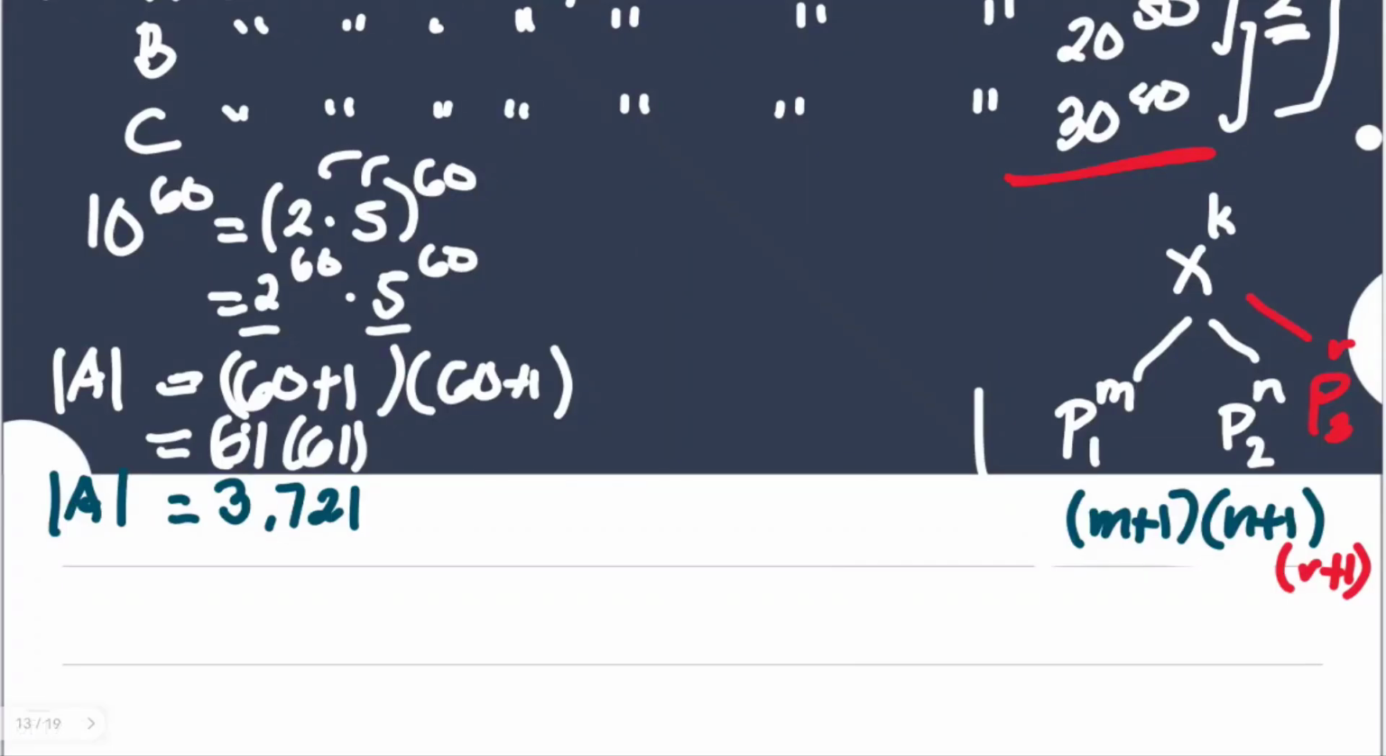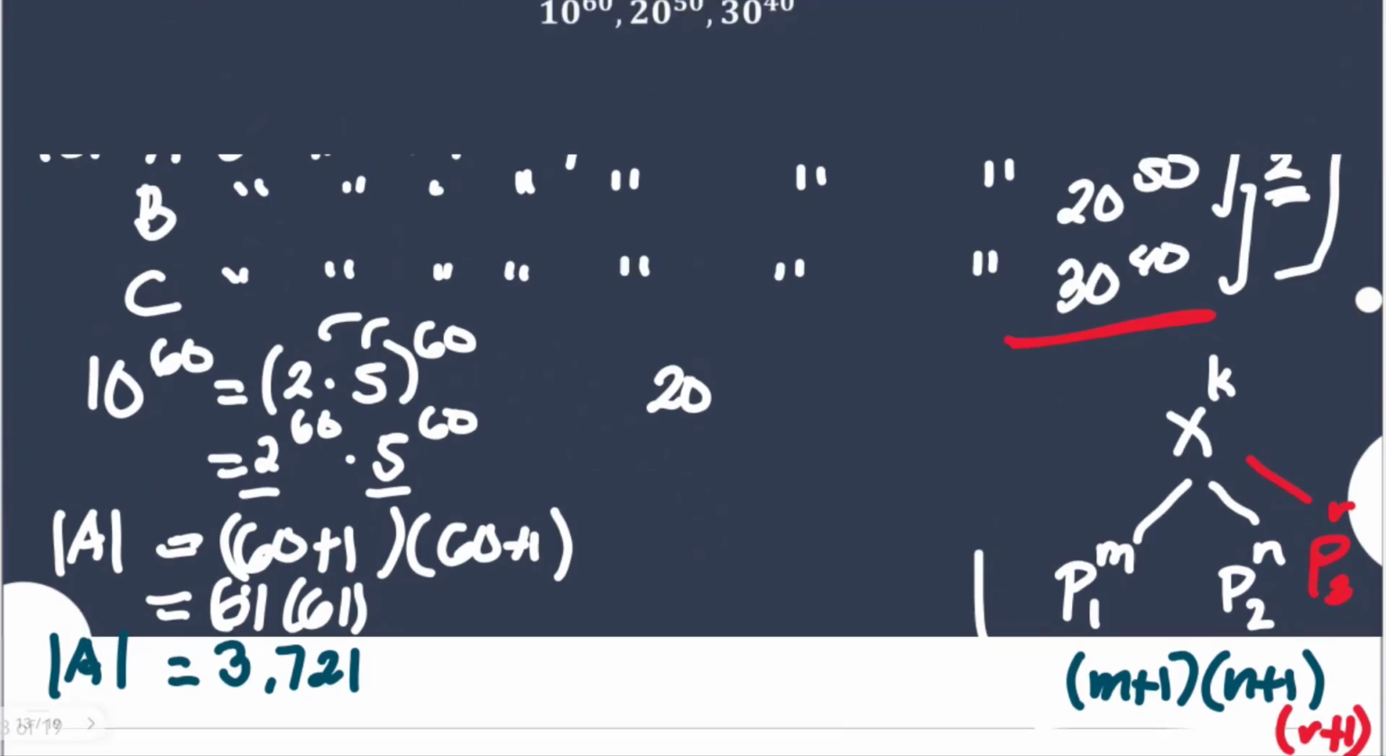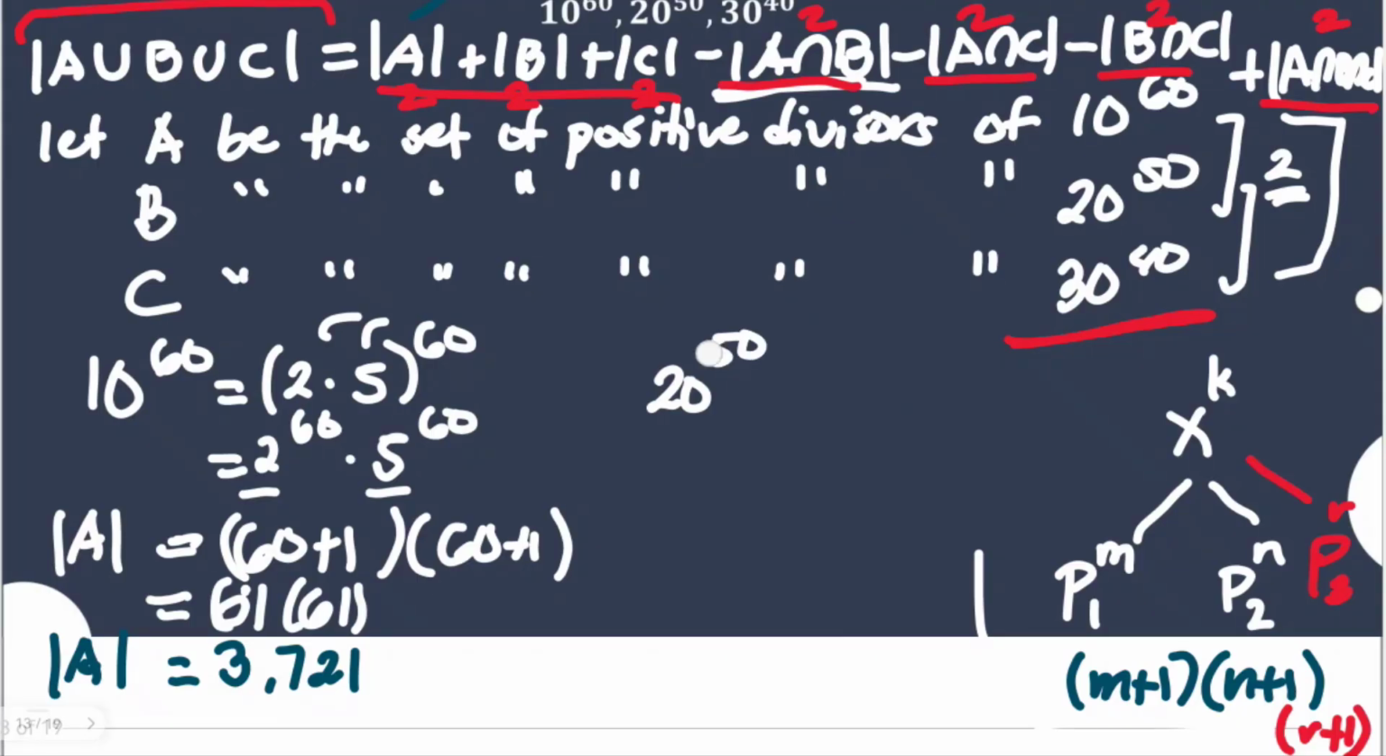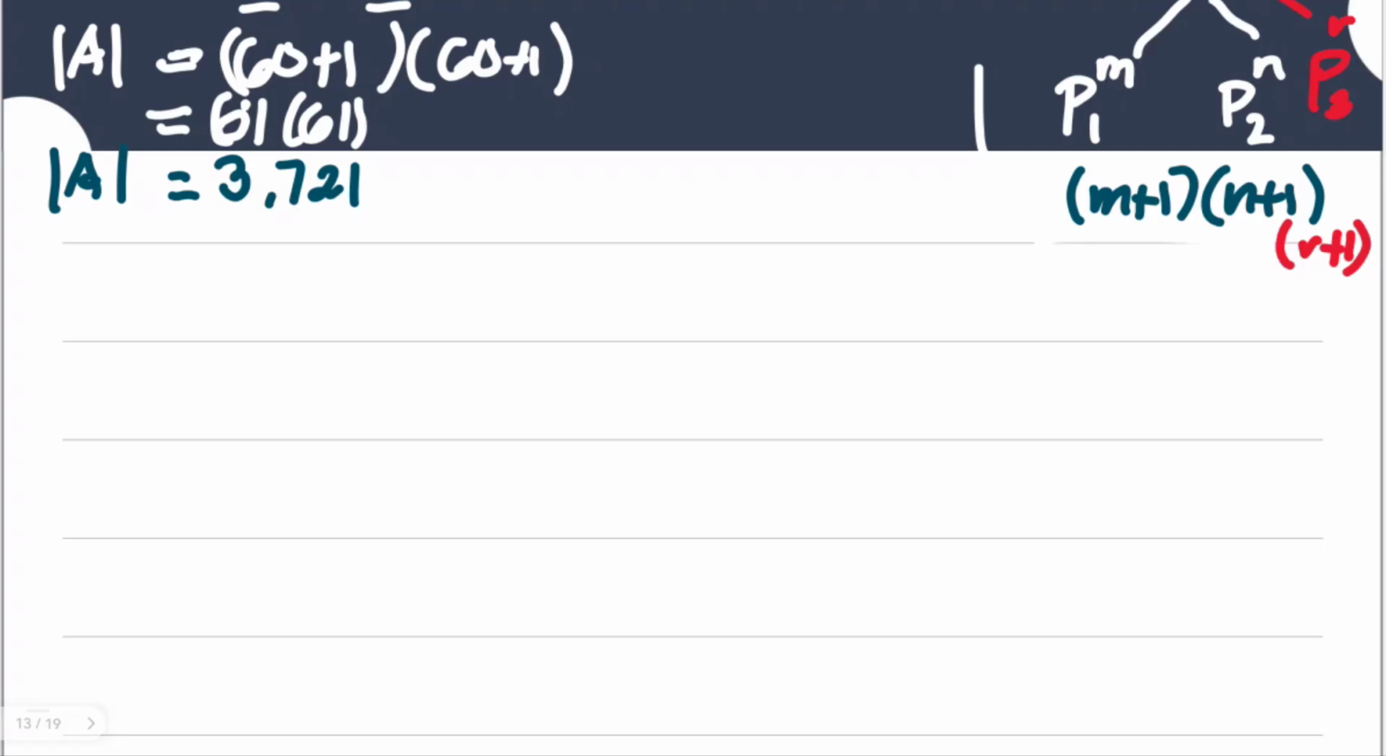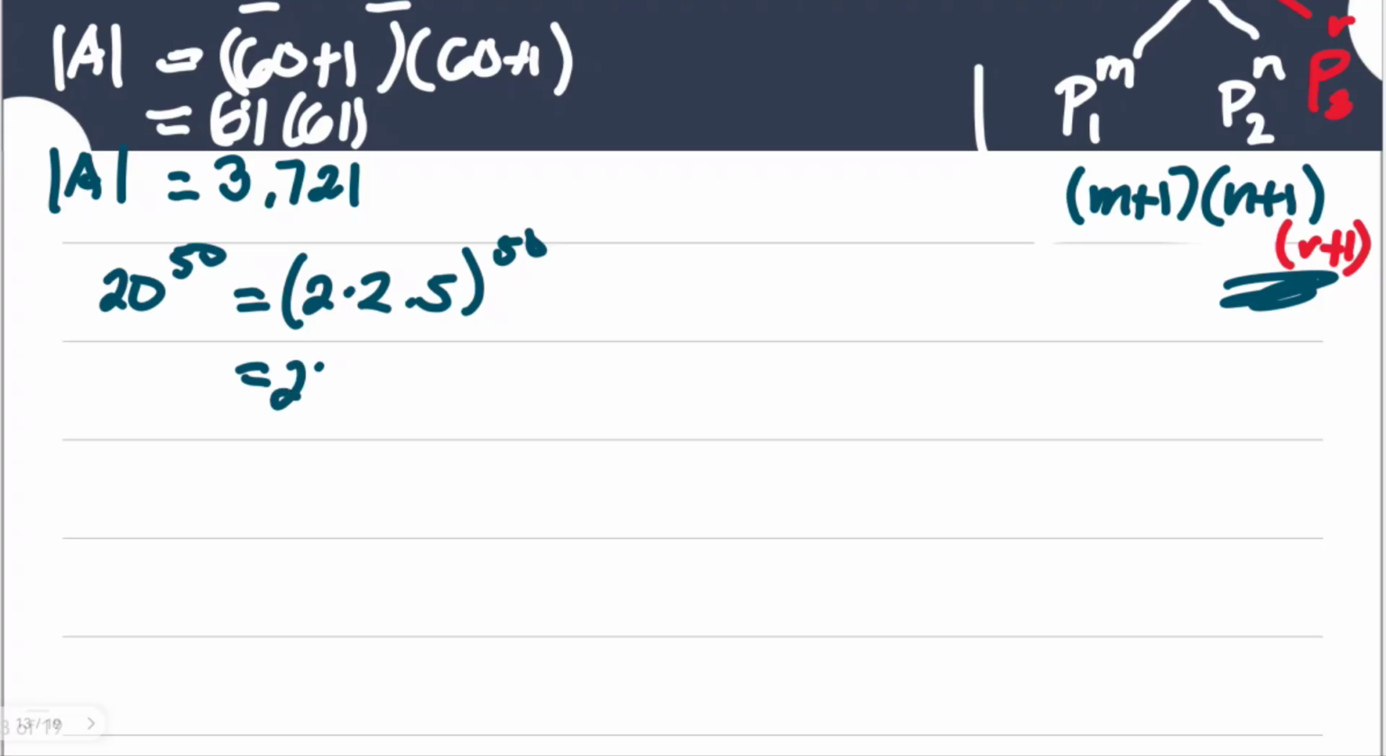Now for the next, you will have 20 to the power of 50. Let me write it at the bottom because this might need a lot of steps. So 20 to the power of 50. By prime factorization, that's 4 times 5, or 2 times 2 times 5, because we need to factor them in prime form so that we can use the formula as indicated in our number theory. By power law, you will have 2 to the power of 50, 2 to the power of 50, and 5 to the power of 50, which gives us 2 to the power of 100 using the multiplication law of exponents.